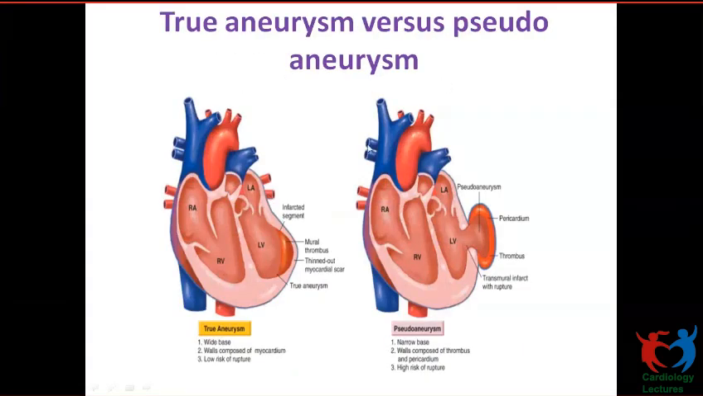We are all familiar with this picture. A very commonly asked question is the difference between true aneurysm and pseudoaneurysm. Here you can see this is the pseudoaneurysm. There is a rupture, and it is contained by the thrombus and the pericardium. There is no muscle tissue here, and the neck is narrow, less than 0.5 of the aneurysm diameter, and they are prone to rupture. Whereas a true aneurysm has a wide base, a wide neck, and walls with myocardial tissue, and generally they don't rupture. So these things you should be aware of.